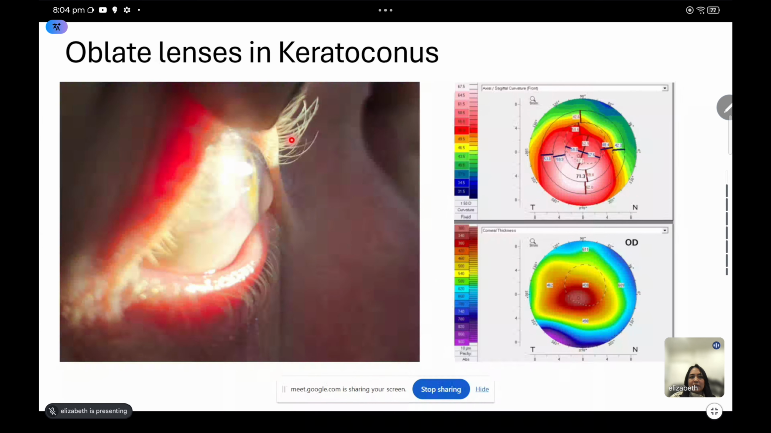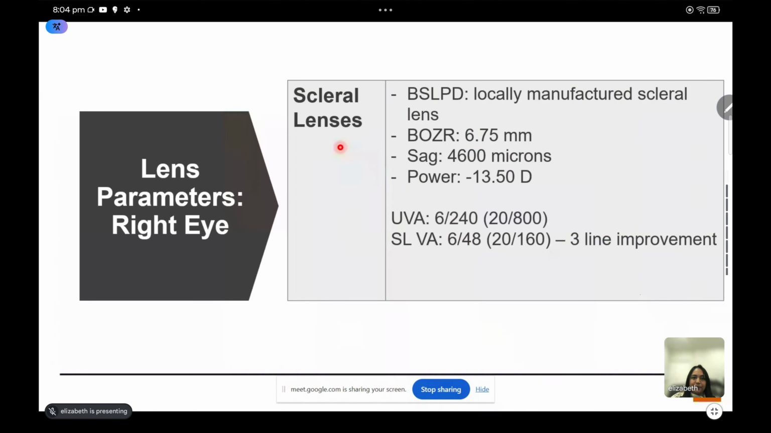You'll also notice that this patient has albinism as well. Okay, so keep that in mind when we're looking at the VA outcome for him. He has albinism as well as keratoconus, so he has a lot of other issues that we had to consider in terms of his vision.